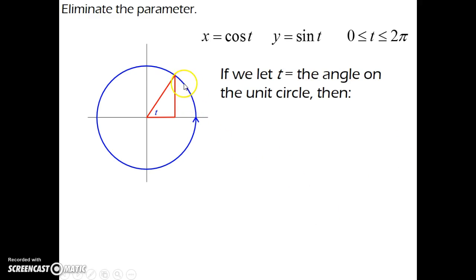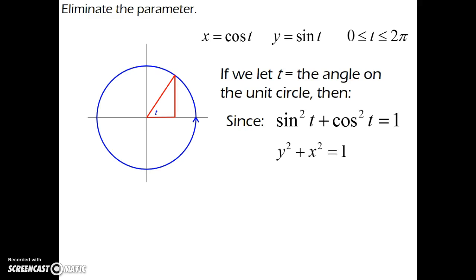We do pay attention to the arrows. T is getting larger as we go around the unit circle, so we shouldn't be surprised that it's a positive angle direction, right, which is counterclockwise. So if we want to eliminate the parameter here, we have to go back and remember some things from trigonometry. We remember that sine squared of t plus cosine squared of t equals 1. That was the Pythagorean identity.